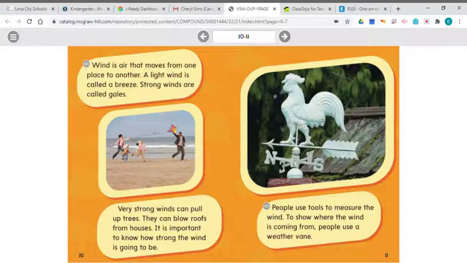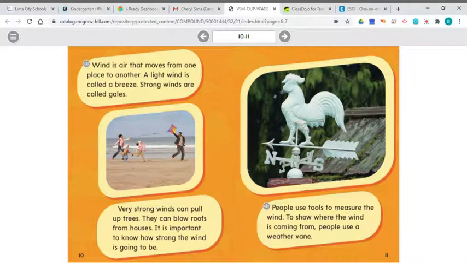People use tools to measure the wind, to show them where the wind is coming from. People use a weather vane, and that's what this is on the picture. You can see that's a weather vane, and it helps you to know if the wind's coming from the north or the west or the south or the east.